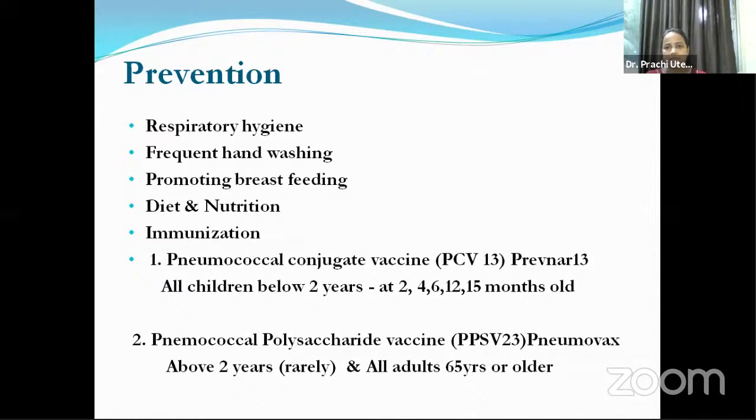PCV13 is very effective for these types of community acquired pneumonias, and all children below 2 years should receive this vaccine, that is at 2 months, 4 months, 6 months, 12 months, and a booster dose is given at 15 months. And the pneumococcal polysaccharide vaccine is rarely given below 2 years, but it is usually recommended for the adult population 65 years or older. But apart from this, the influenza vaccine can be given.